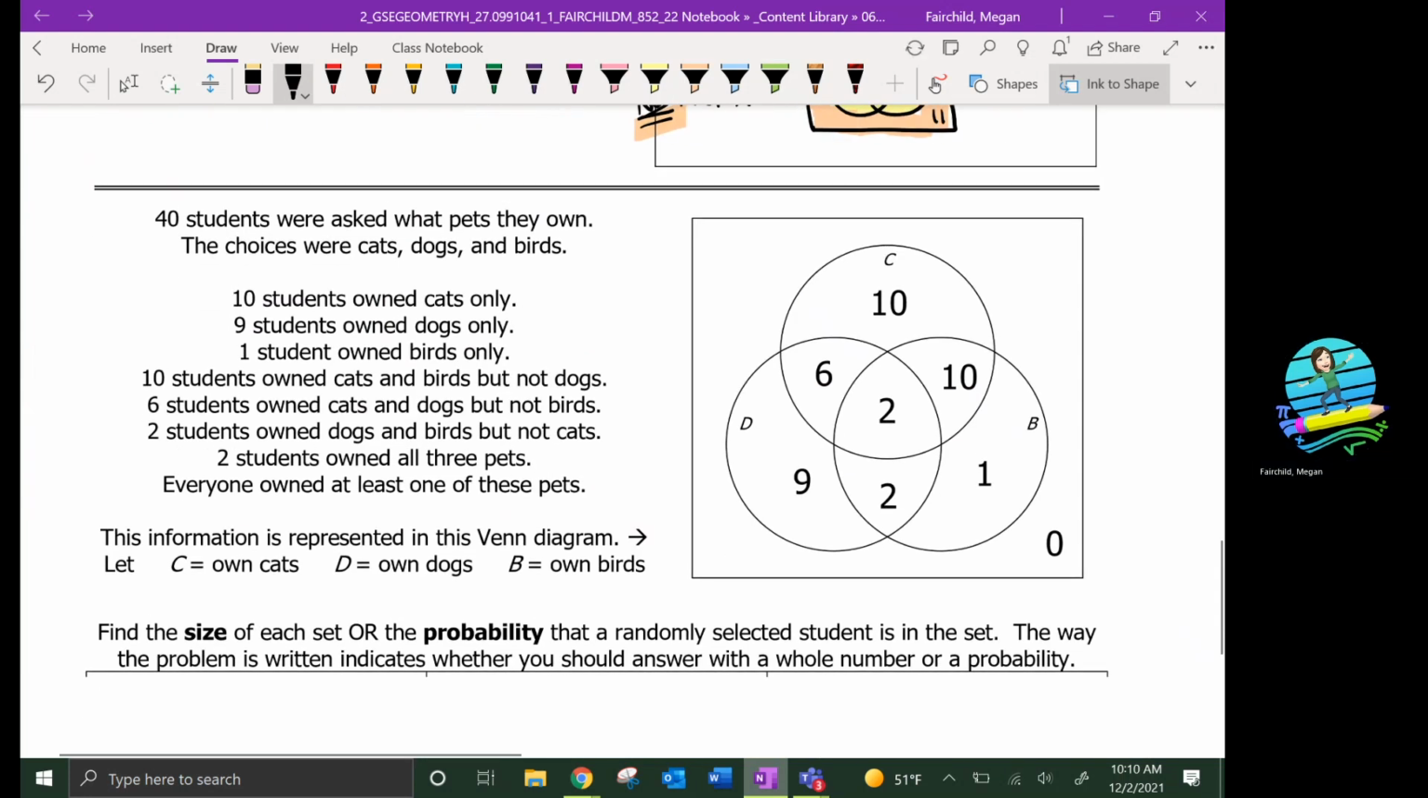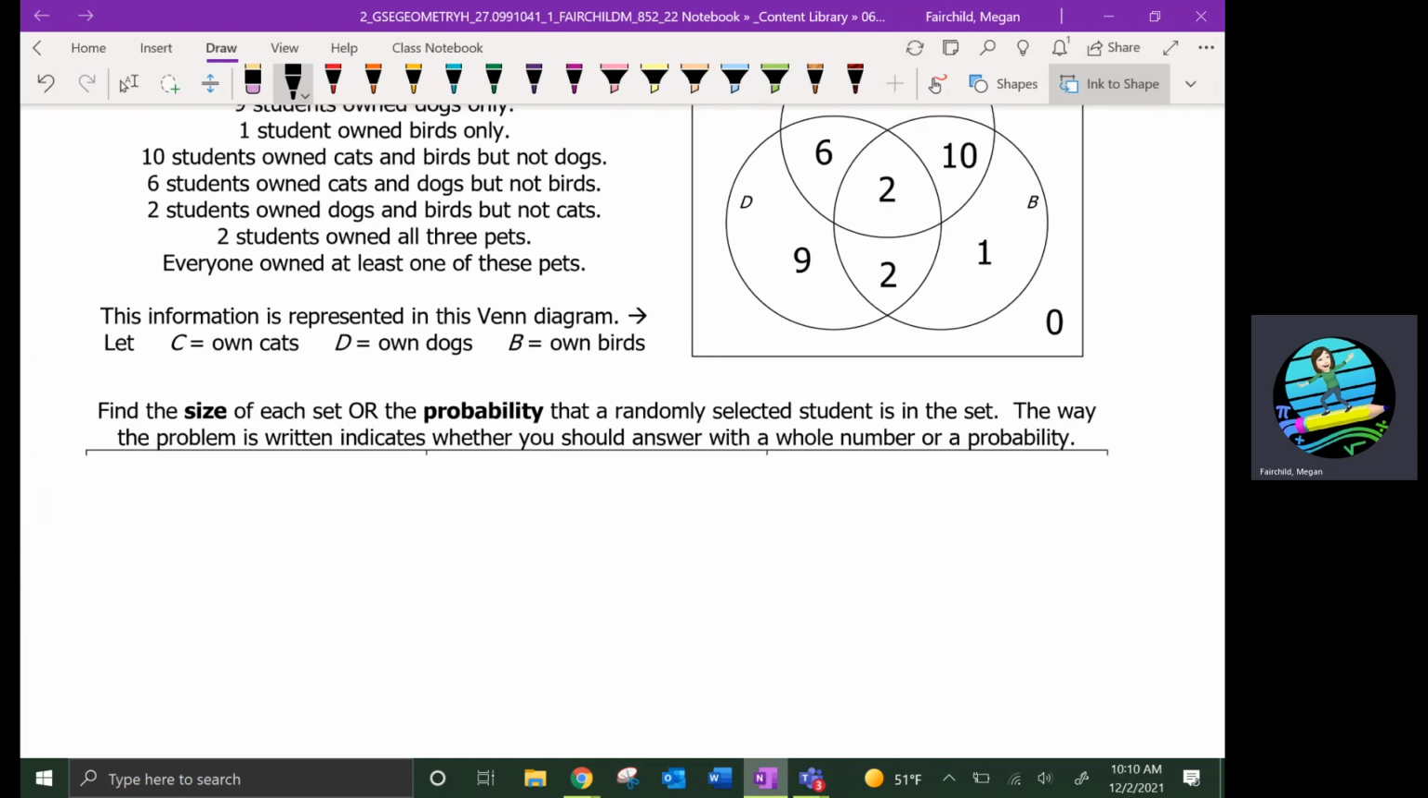I have to close out my OneNote for a second and then come back to it. So go ahead and do the first question right here, this one.